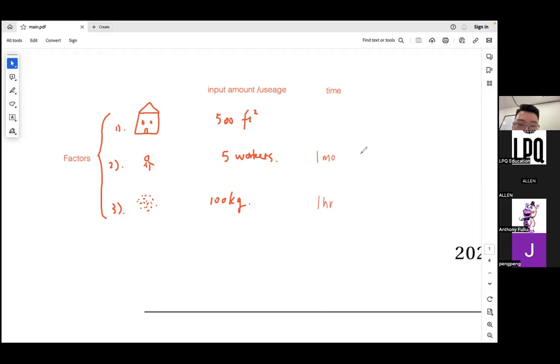Then the next question is how, if 500 square feet is not enough for my coffee business, what can we do? Maybe I need to rebuild the house, rebuild the building to enlarge it. So how long do I need to enlarge the building? How can I rebuild this building within 1 month? Maybe 5 years. Yeah, let's do 5 years.